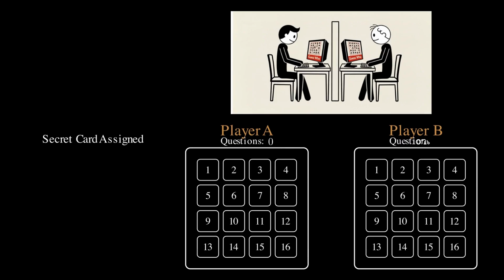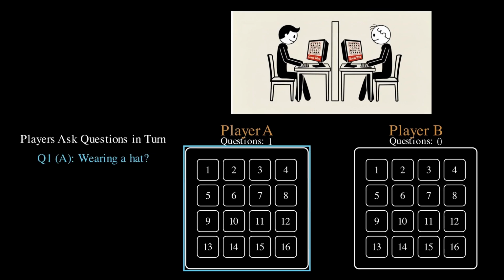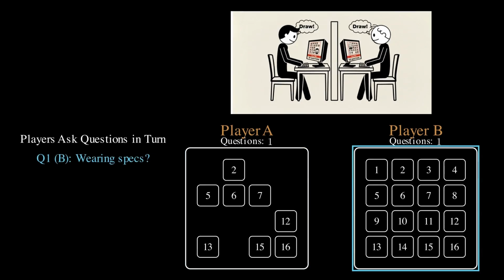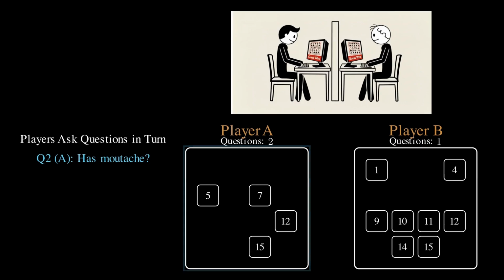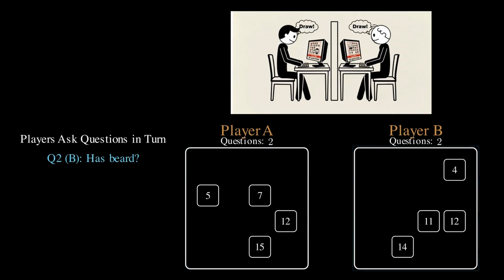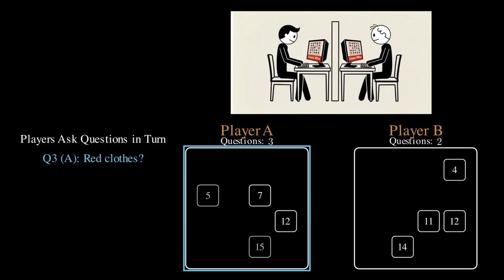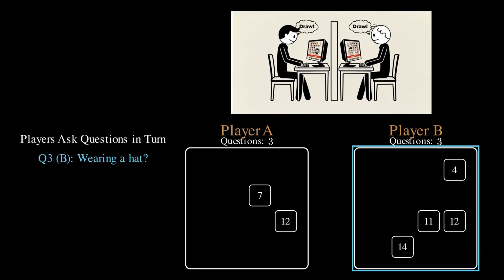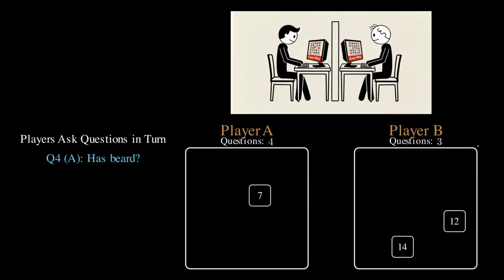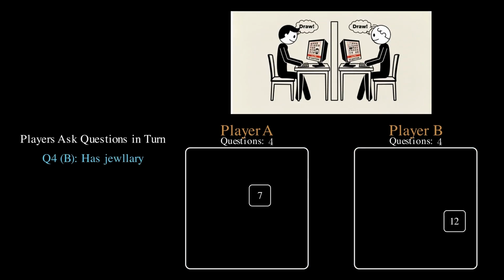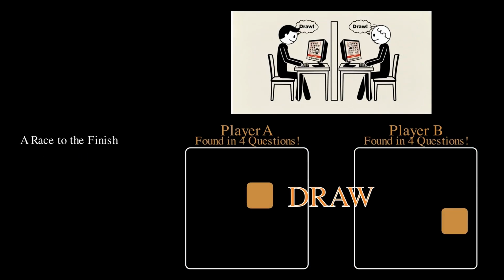First, a secret card is assigned. Then, every turn you can ask a yes or no question, like does your person have long hair? Are they wearing a hat? And so on. The eliminated cards are instantly grayed out on the screen. Question by question, you narrow it down until there's only one card left, and that's your answer. Your score is the total number of questions taken to reach the answer. The player with the lower score wins, or it's a draw.